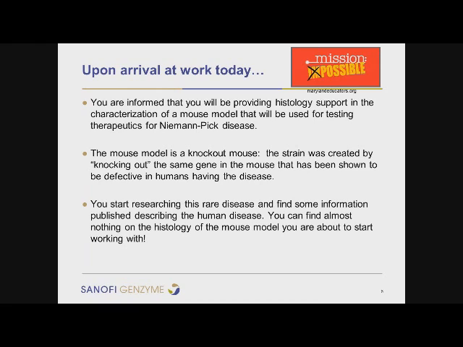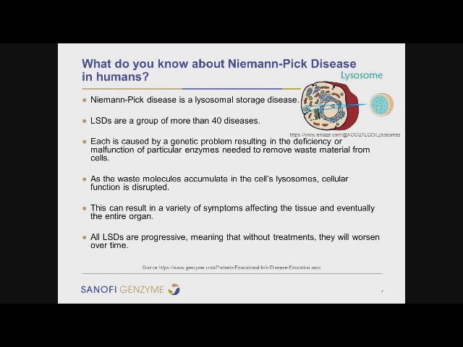The mouse model is a knockout mouse. That means they created the mouse model by knocking out the same gene in the mouse that's been shown to be defective in the humans who have the disease. So as usual, I start researching this rare disease and find there's only a little information out there published describing the human disease, and I can't find anything except one publication on the original mouse model that I'm about to start working with. But first, what do you know about Niemann-Pick disease in humans?